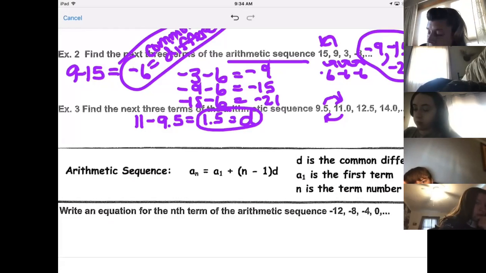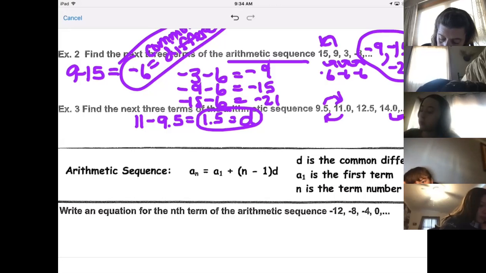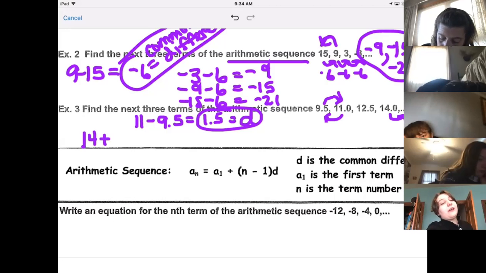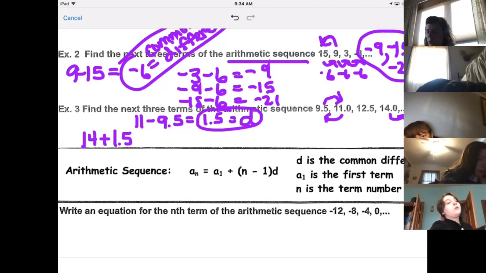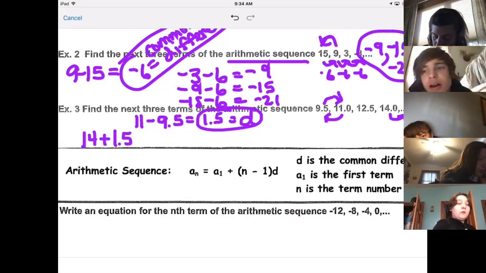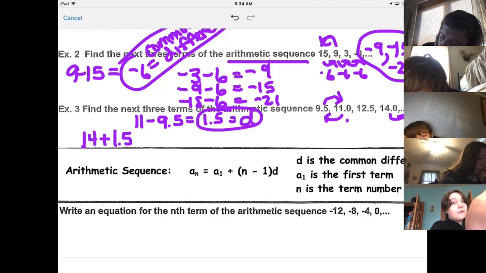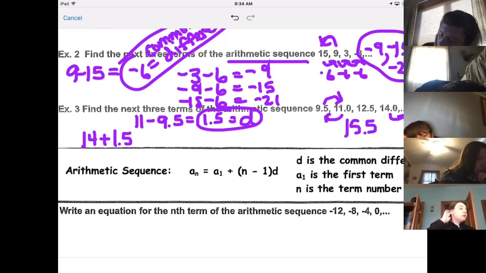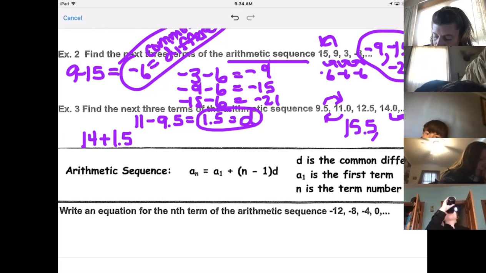So now we go to our last number, 14. To get to the next number, what do I have to do, Anna? How do we get from 14 to the next term? You add 1.5. Absolutely. So what do I get? You'd get 15.5. Correct, 15.5. Okay, Nate, how do I get the next term in the sequence? What should I do to get the next term?